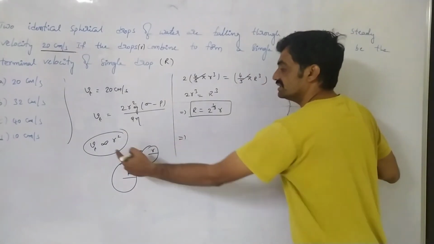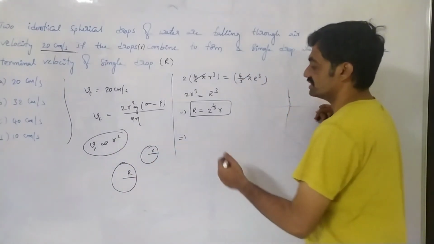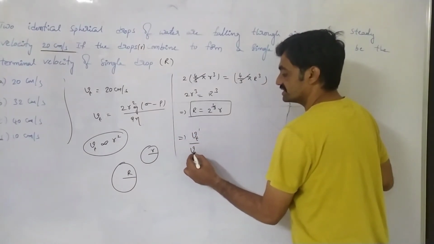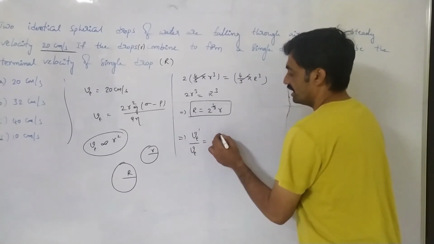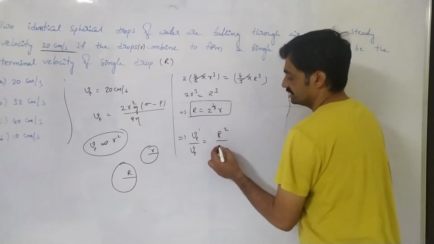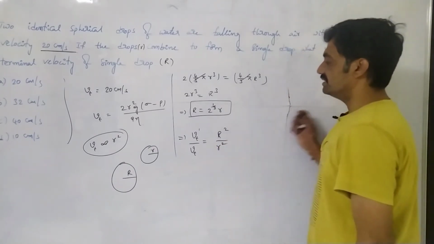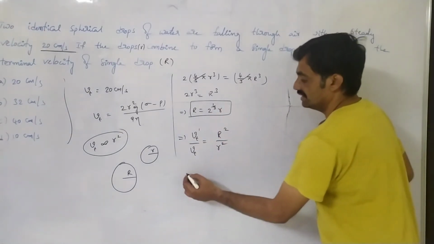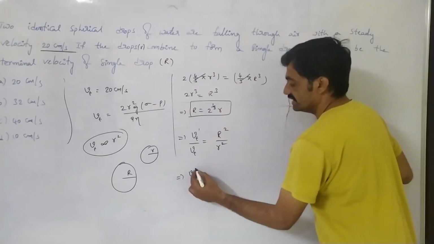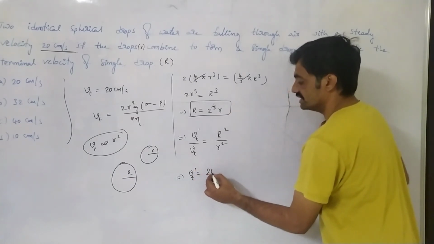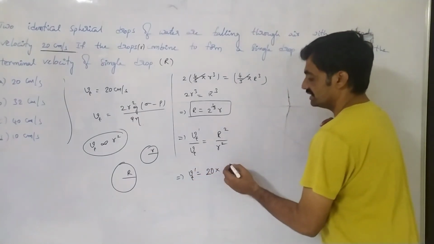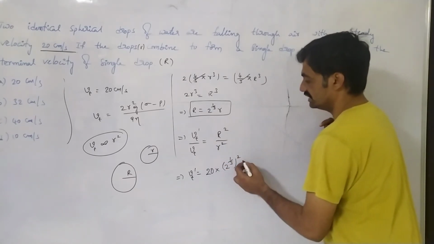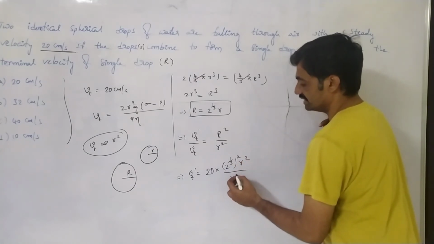So now, as you observe, the terminal velocity is directly proportional to radius squared. So v_t' by v_t is equal to R² by r². Observe that R equals 2^(1/3) times r. Then v_t' equals v_t, which is 20 centimeter per second, times (2^(1/3))² into r² by r².